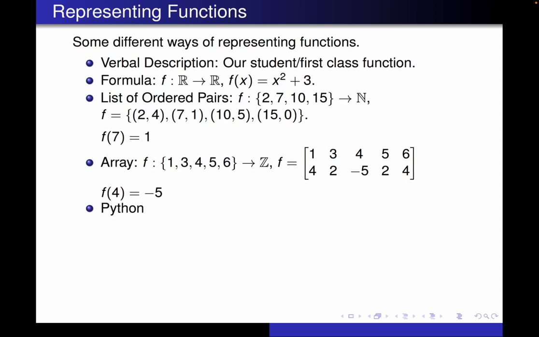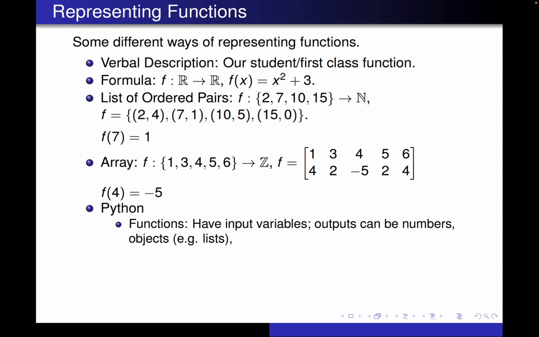In Python, we have functions galore. We actually have two types of functions. One is literally called a function, right? And they usually have some kind of input variables, and then their outputs can be various types of things. They can be numbers, they can be objects like lists or things like that, or even just actions. It could be you just have some kind of input into your function, and then it does something in response.